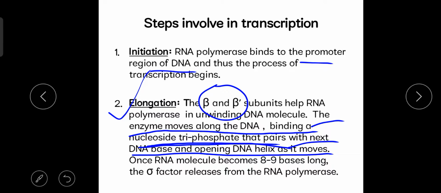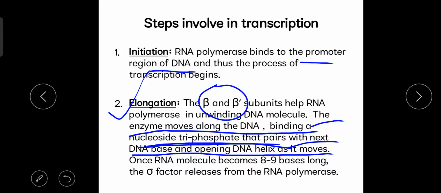That means adenosine triphosphate, guanosine triphosphate, cytidine triphosphate, and uridine triphosphate, not the thymidine triphosphate, because you know that in case of RNA the thymine is replaced by uracil. Okay, so this RNA polymerase progressively polymerizes this ATP, GTP, CTP, and UTP. This way it will form one long chain of the RNA finally.